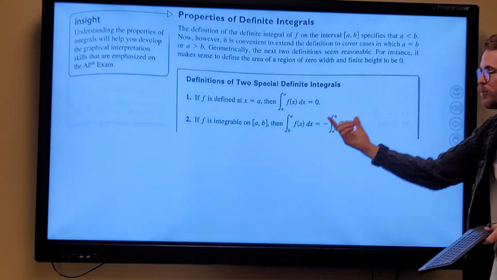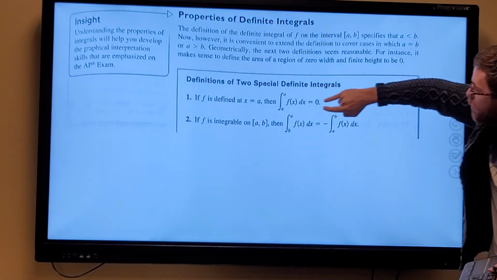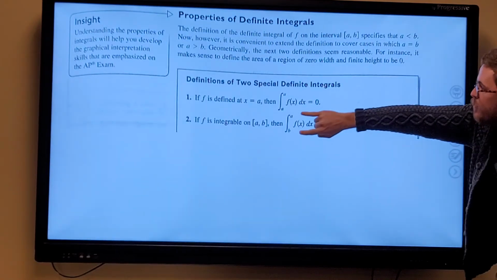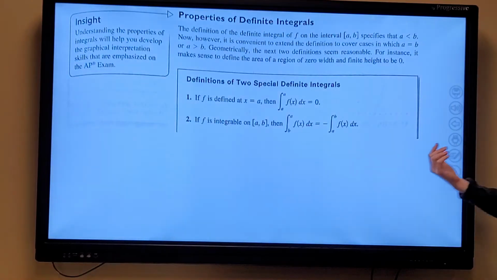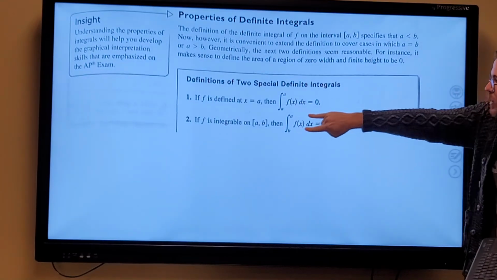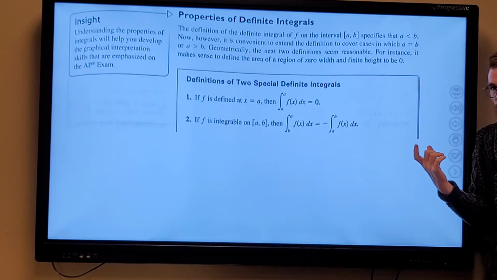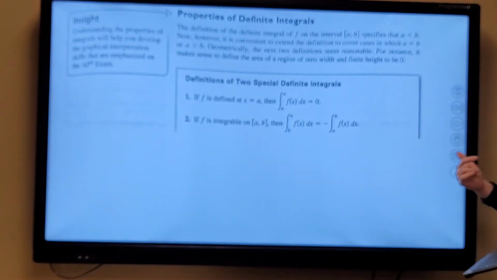So here are those properties we talked about yesterday. You just used them on the warm-up. If our lower and upper bounds are the same, we get 0. If we want to flip our bounds, because typically we want to go from least to greatest, and it's not written like that, you can flip it, but it's going to change the sign of our definite integral.